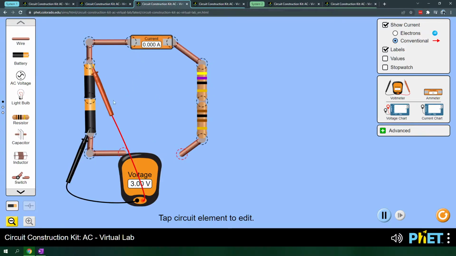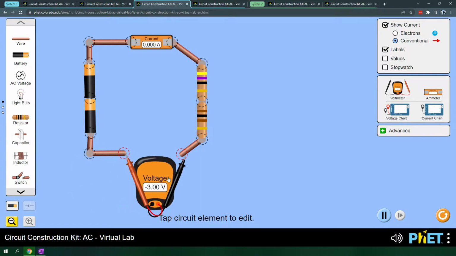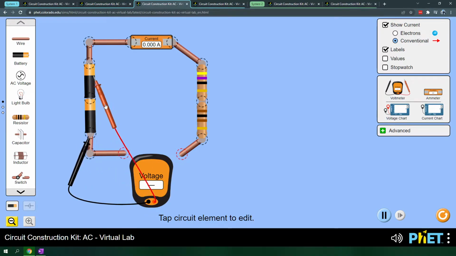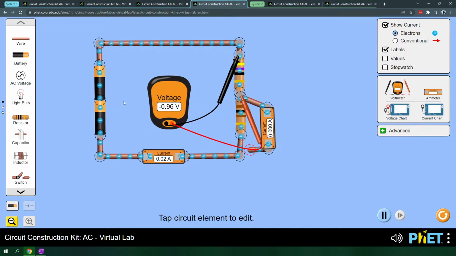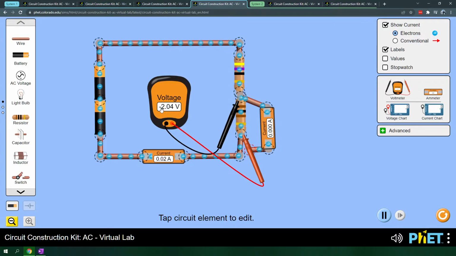And then we replace one of the ammeters with a voltmeter here. And you can see that the current is 0 and the voltage is -3, which makes sense since this is effectively the same thing as putting it across the battery like so. And then if we were to close this circuit and measure the potential difference for each part of the circuit, you'll see that it's 3 across the battery, it's -0.96 across the first resistor, and it's -2.04 across the second resistor.